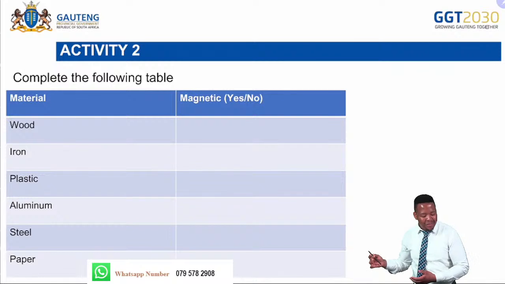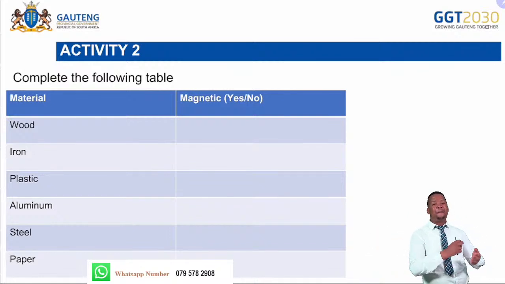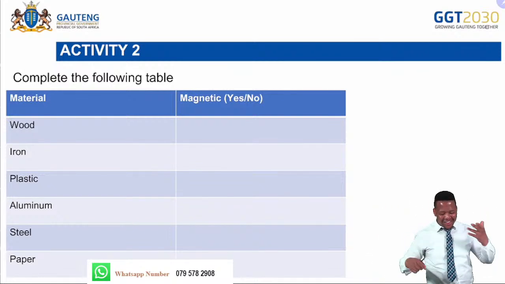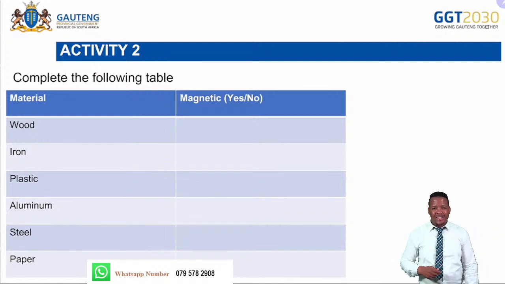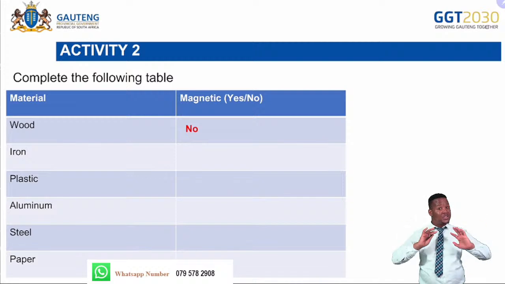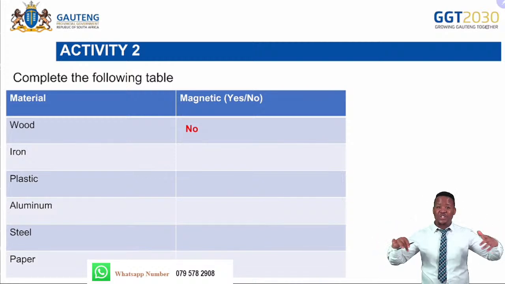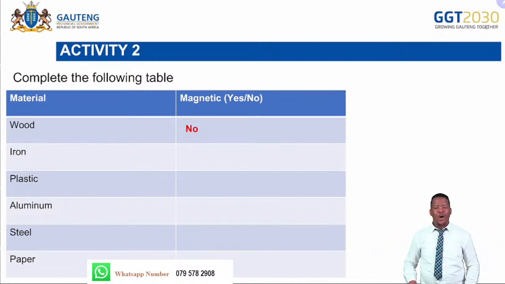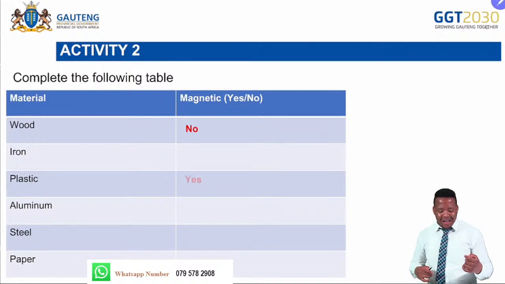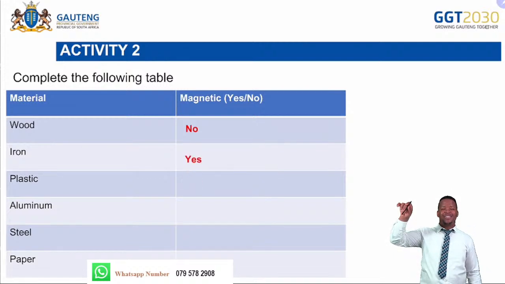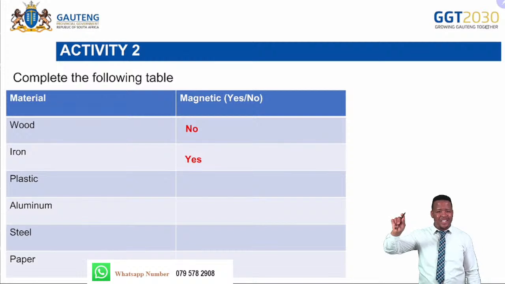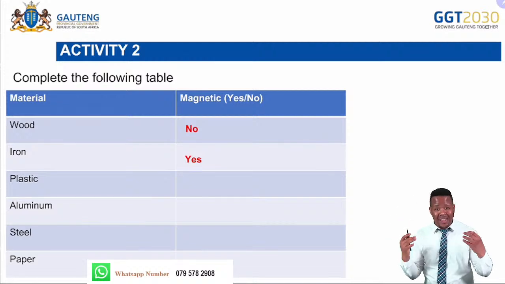So activity 2, we have wood, iron, plastic, aluminum, steel, and paper. For wood, is it magnetic or not? No! Wood is not magnetic, alright? What about iron? Absolutely magnetic. Give it a tick. If you got it correct, give it a tick. If you got it wrong, fix your mistakes, right?